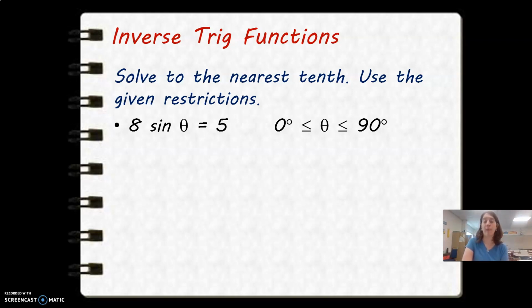Just like the previous problem, we want to get the sine by itself. So I'm going to divide by 8. So it says sine theta is equal to 5 over 8. Well, our definition for sine is involving the y. If I look at quadrant number 1 and I'm looking for a y of 5 over 8, it doesn't exist. So how am I going to come up with the answer for theta based on the fact that I have 5 over 8? That's where I'm going to have to use my calculator.